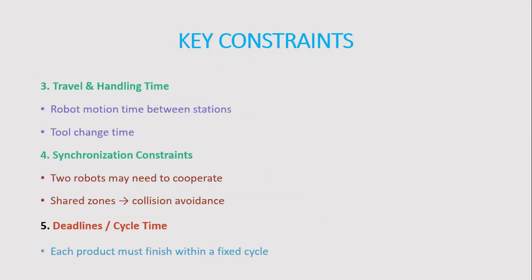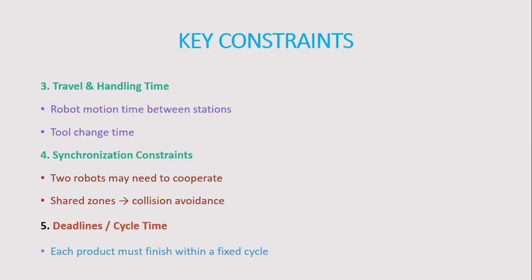Next one is travel and handling time. Each robot motion time between parallel stations is recorded in every subsequent iteration, and also the tool changeover time between parallel stations. Then synchronization constraints. If there are two robots working together, both must have equal coordination and support. In such a way, we can eliminate the collision avoidance problem.